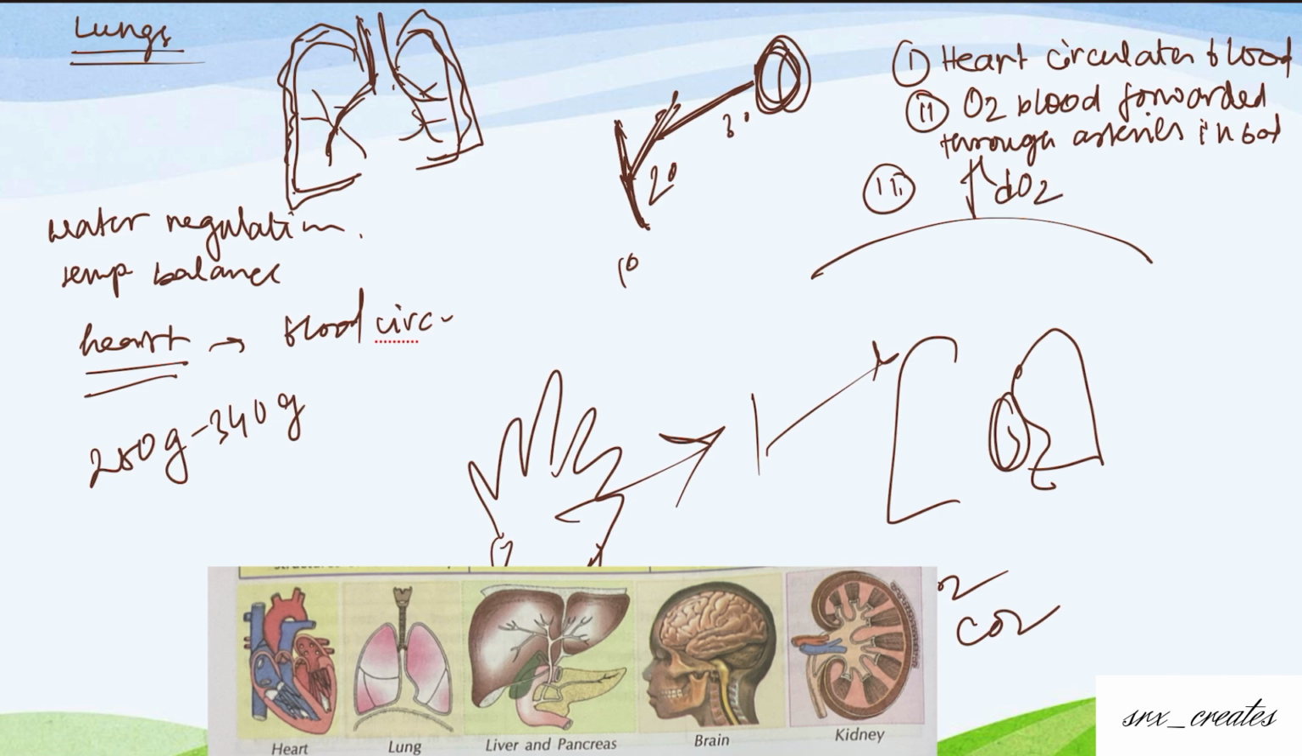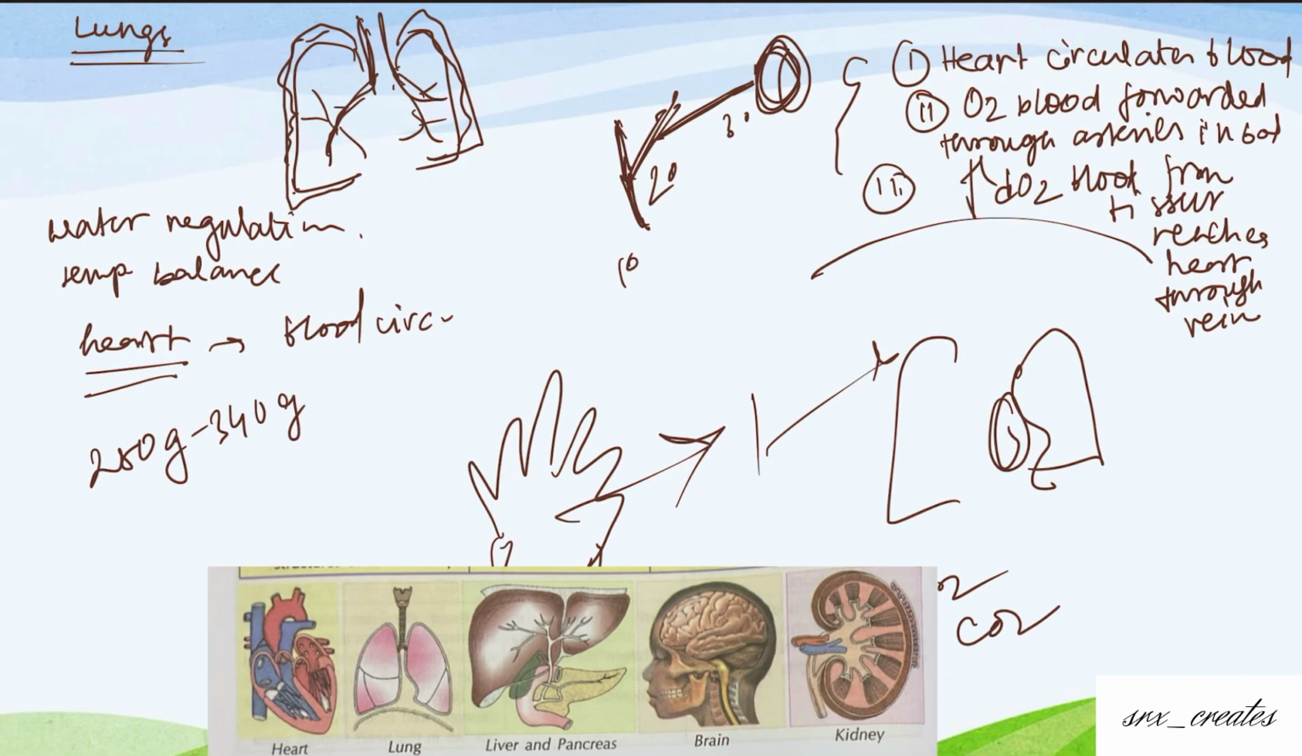DO2 means deoxygenated blood from tissue reaches heart through vein. Okay, this is the function. I made it easy for you. No writing of systole, diastole.